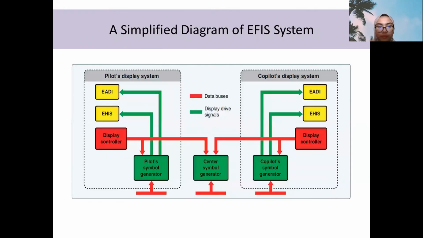So this is a simplified diagram of an EFIS system. The EAD and EHSI displays are CRT units in earlier systems. CRT means cathode ray tubes. Modern systems use digital displays, sometimes with only one multifunctional display unit replacing the two shown. Independent digital processors can also be located in a single unit to replace the three separate symbol generators.